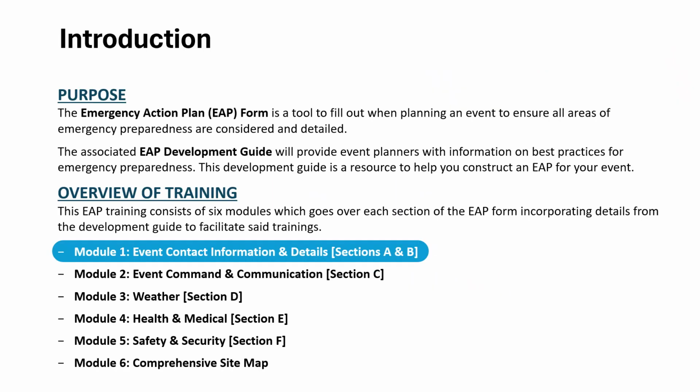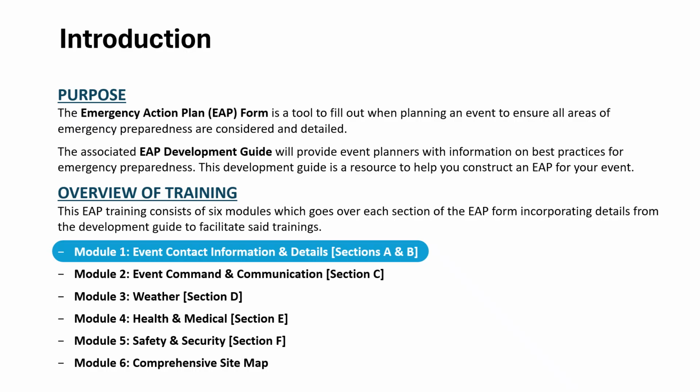The Emergency Action Plan form is a tool to fill out when planning for your event to ensure all areas of emergency preparedness are considered and detailed. The associated EAP development guide will provide you with information on best practices for emergency preparedness. This development guide is a resource to help you construct an EAP for your event.